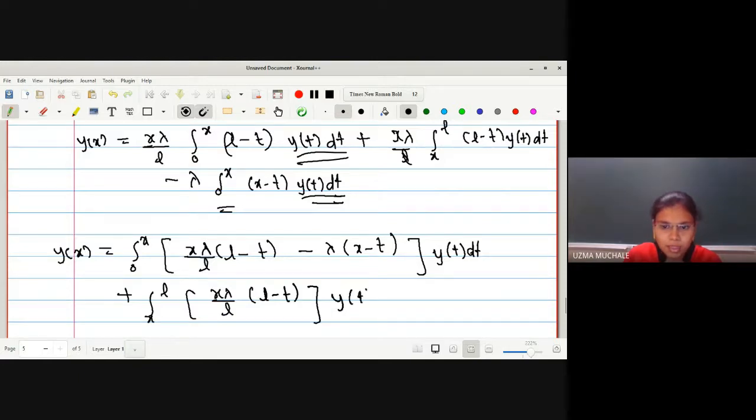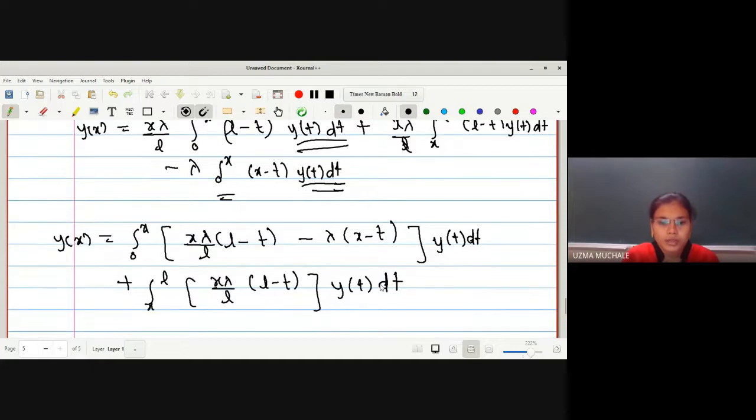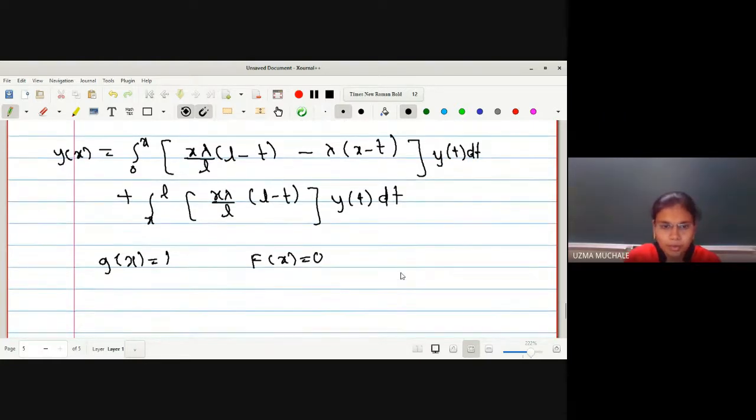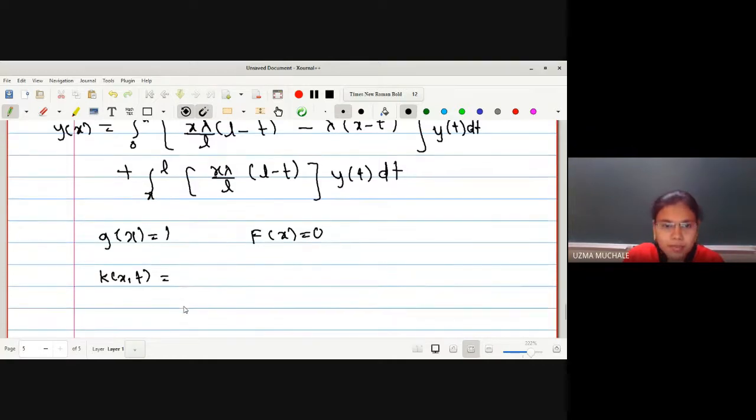So now we can say g of x is 1, as there is no term here except y of x. And what is f of x we are getting? It is 0, correct? Next, what are we getting here? The values of the kernel we have to find out. So let me write down the kernel k of x t is equal to. Actually, we can simplify this. I will simplify this after writing the kernel.